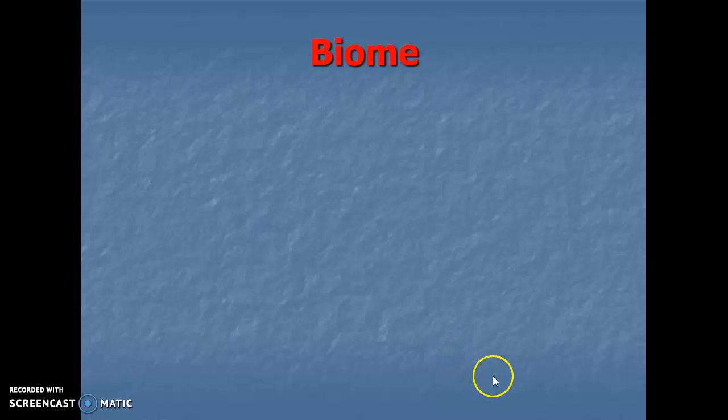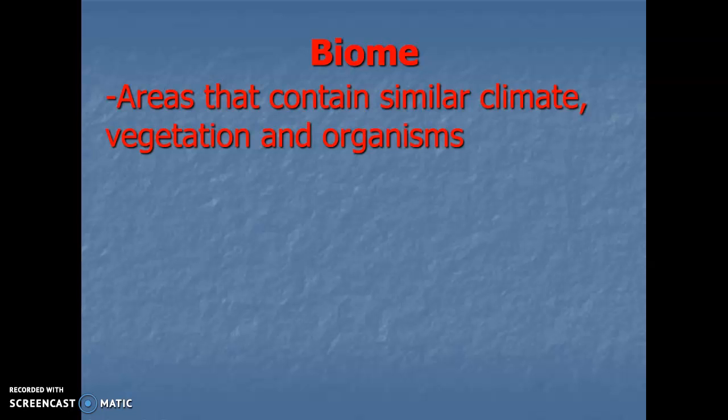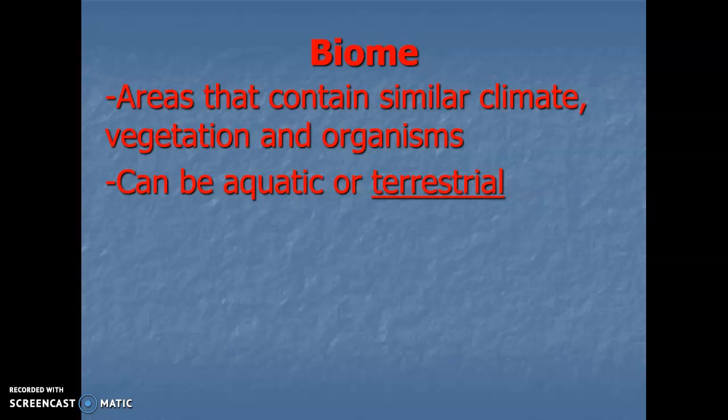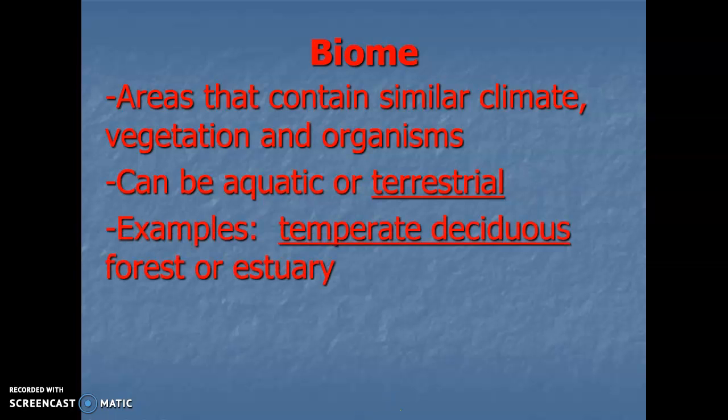Okay, the next level of organization is the biome. And biomes are similar ecosystems. So they're areas that contain similar organisms. So that's flora and fauna, the plants and animals, and a similar climate. They can be aquatic or terrestrial. We usually focus on terrestrial ecosystems, terrestrial biomes, because that's where we live, but they can also be aquatic.